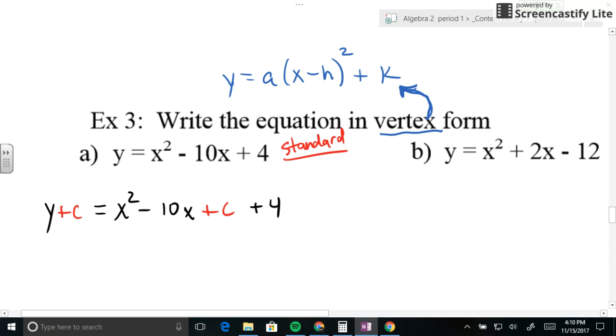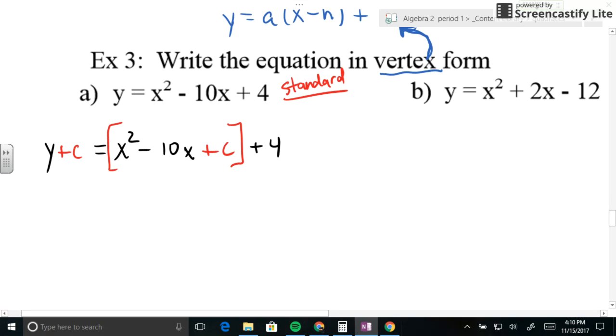So at this point, I'm going to complete the square of that stuff that I just put in brackets. So I need to come up with the c value. C is always half of b, b being the negative 10. So negative 10 divided by 2 squared. Negative 10 divided by 2 is negative 5. And negative 5 squared is 25. So my c value is 25.